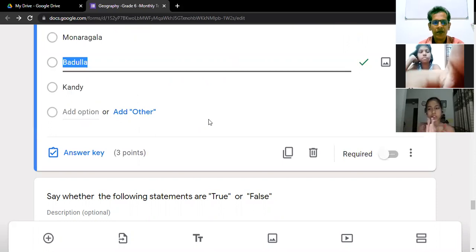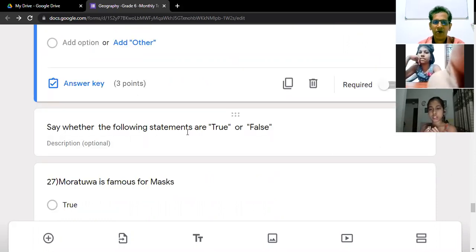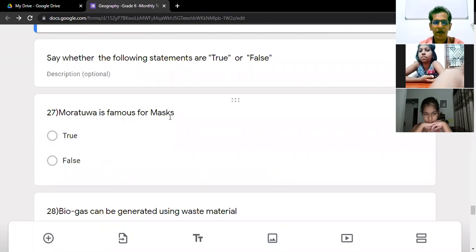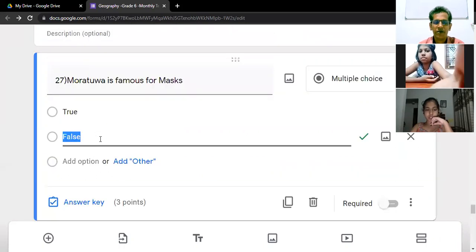Then say whether the following statements are true or false. Moratuwa is famous for masks. False. Which area is famous for masks? Ambalangoda. Yes. Ambalangoda is in Galle district.